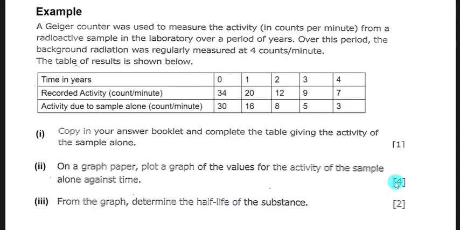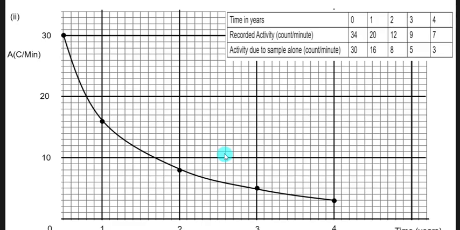Then the last question is saying, from the graph, determine the half-life of the sample. To determine the half-life, you only come to 30, you divide 30 by 2. The original amount, you divide it by 2 to give you 15. So you come on the graph here to find 15. If this is 10, 11, 12, 13, 14, 15, then you draw a line to go this way. When it touches the graph, you follow it down again. Then where it touches, that's where you read the time from.